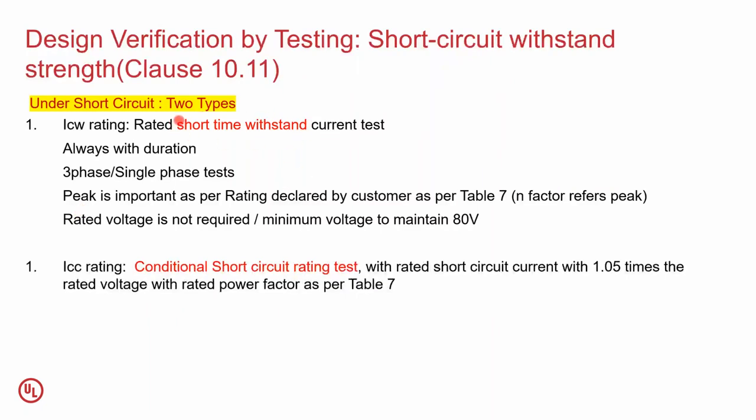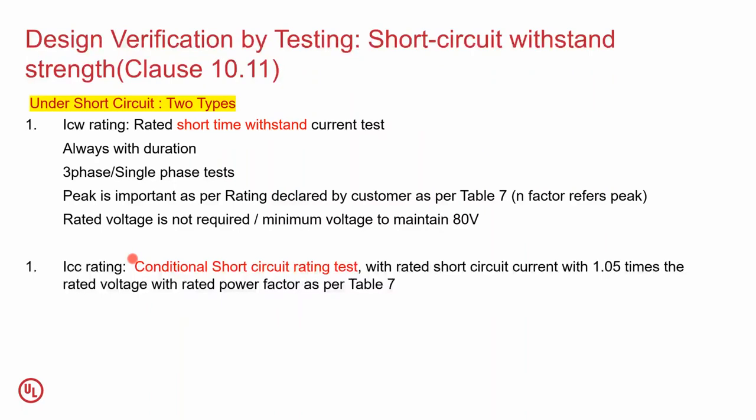Short time withstand current test refers to the duration of withstand, the capacity to withstand. Again, Table 7 provides you the value for the peak current. Next term is conditional short circuit rating. What is this? Again, it clearly mentions conditional, which means there is a condition provided.